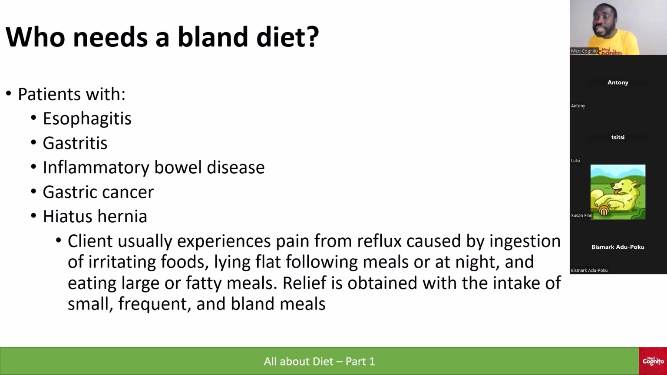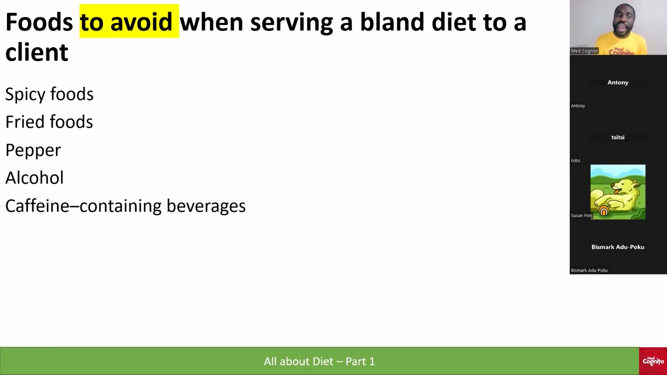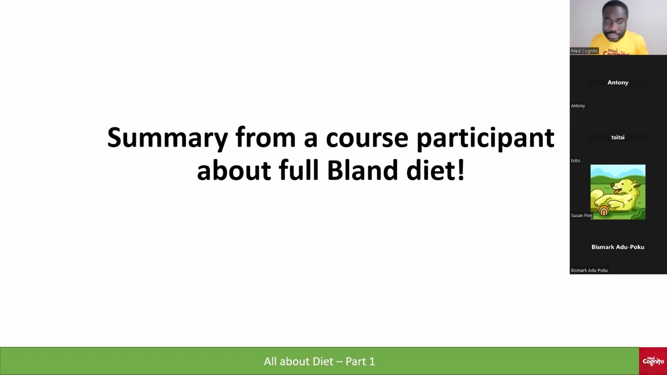Remember, with bland diets, don't give alcohol, don't give spices, don't give pepper, don't give things which will hurt the bowel. And these clients, esophagitis, gastritis, inflammatory bowel disease, gastric cancer, and hiatus hernia, are the ones who benefit from a bland diet. And what are the foods we have to avoid? I've already talked about them, but repetition deepens impression, right? Remember, we are going for a board exam. So spicy foods, fried foods, pepper, alcohol, and caffeine-containing beverages. You don't want to give them to a patient who needs a bland diet.